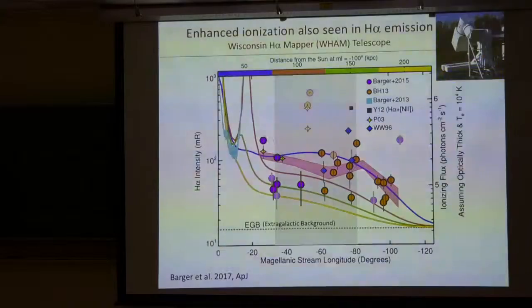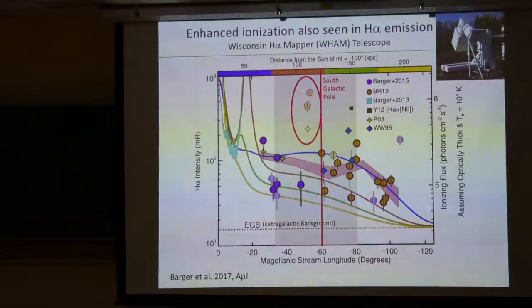And this is just the UV data. There's also H-alpha data. And this is a separate plot from the WAM telescope for some work by Kat Barger that looked at the H-alpha intensity along the stream. And one thing I want to point out here is there is a cluster of points where the stream is very bright in H-alpha. This is not just Kat Barger, Mary Putman also has some work on this. But it's like the stream is really glowing at the point right below the galactic center.